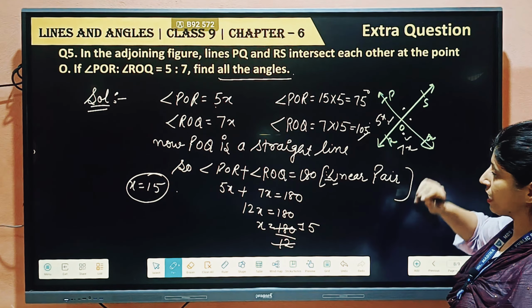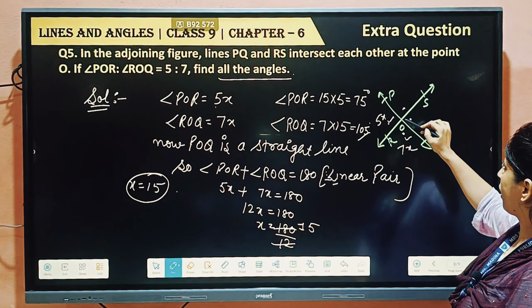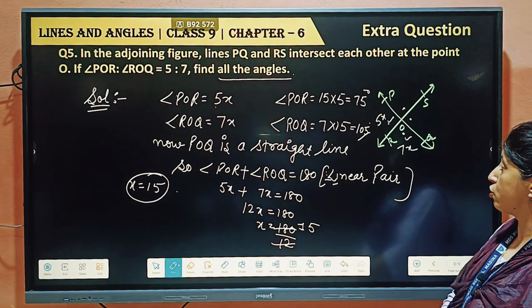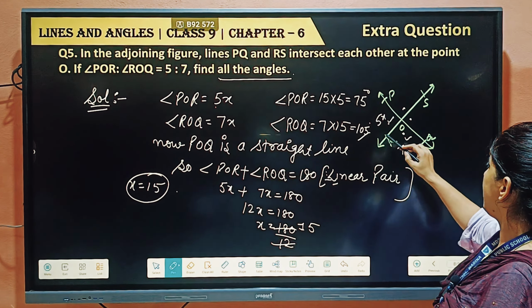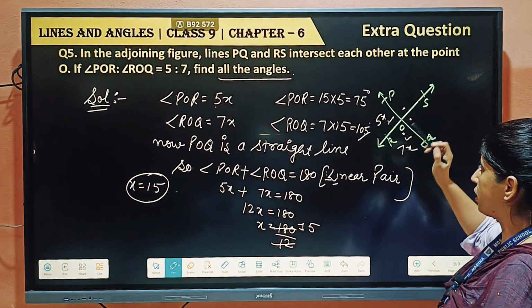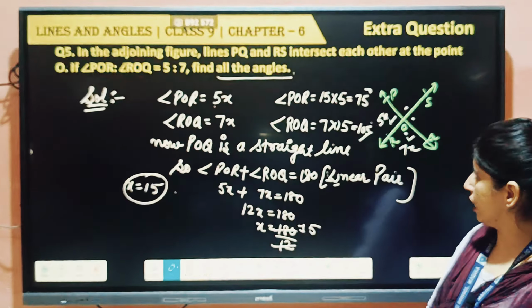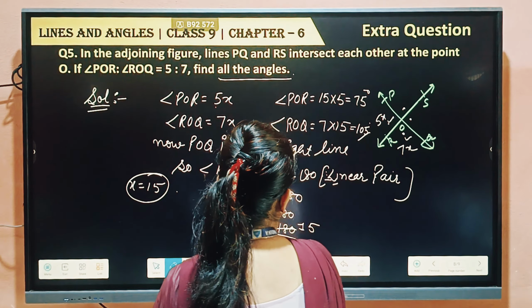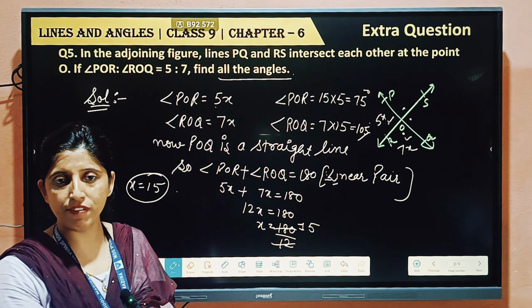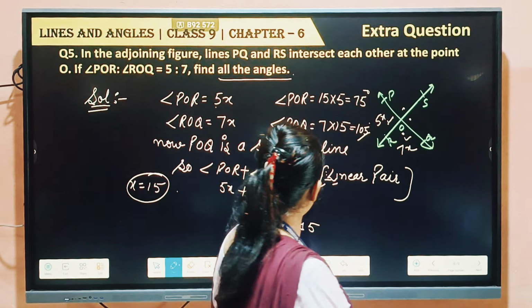So this angle and this angle are equal because of vertically opposite angles. So angle ROQ equals angle POS, which is also 105 degrees, and ROP equals SOQ, which is 75 degrees. Now all angles came: two of 75 and two of 105. So now this question is completed.